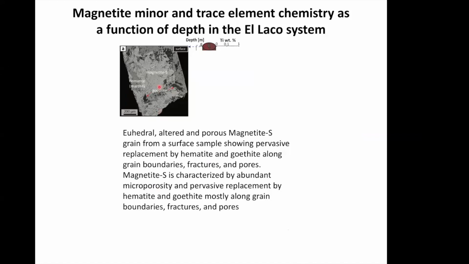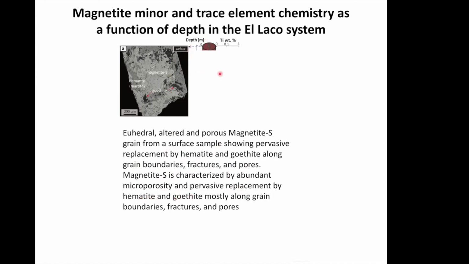So first, I'm going to show you the textures of magnetite from the surface down to about 200 meters. And I'm going to build this out progressively. So here's a BSE image, scale bar is 200 microns, of euhedral, altered and porous, what we call magnetite S, from a surface sample. Magnetite S is pervasively altered and replaced by hematite and goethite along grain boundaries, fractures, and pores. It is characterized by abundant microporosity.